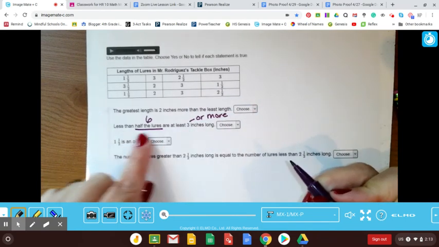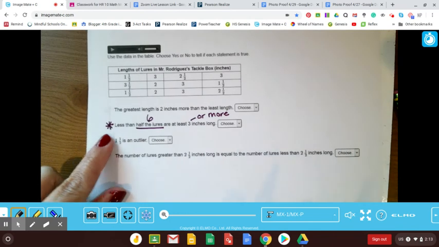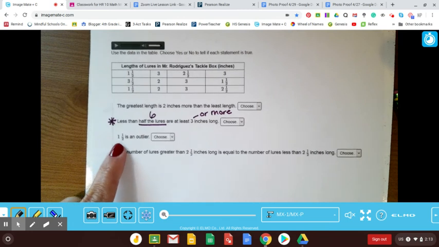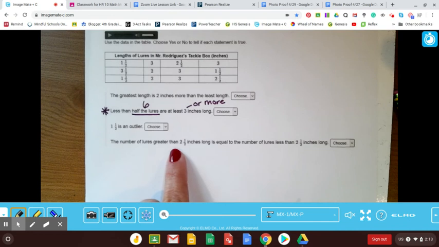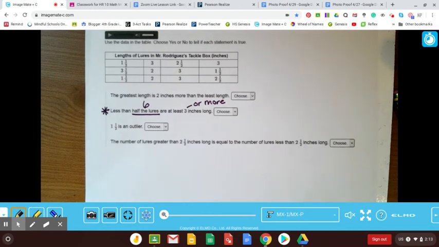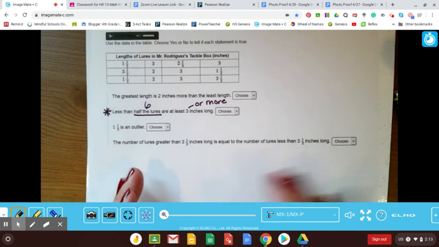And the wording on this, I think, is the trickiest part of the entire test. So it's really important to make sure that you're trying to figure out yes or no to that. 1.5 is an outlier, yes or no. And finally, the number of lures greater than 2.5 is equal to the number of lures less than 2.5. So for that one, you're not counting 2.5. It's just either greater or less.